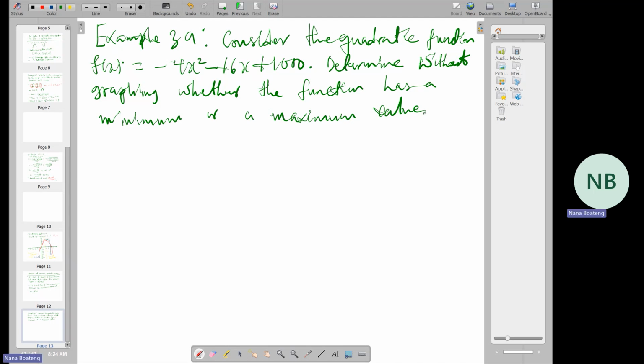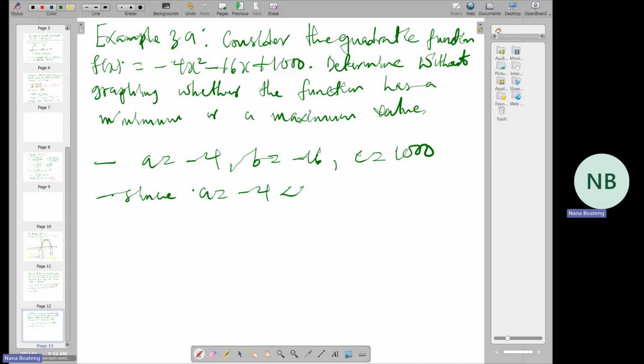All right, so first of all, a is negative 4, b is negative 16, and c is equal to 1000. So since a is less than 0, which negative 4 is less than 0, this function has a maximum. The function has a maximum value.